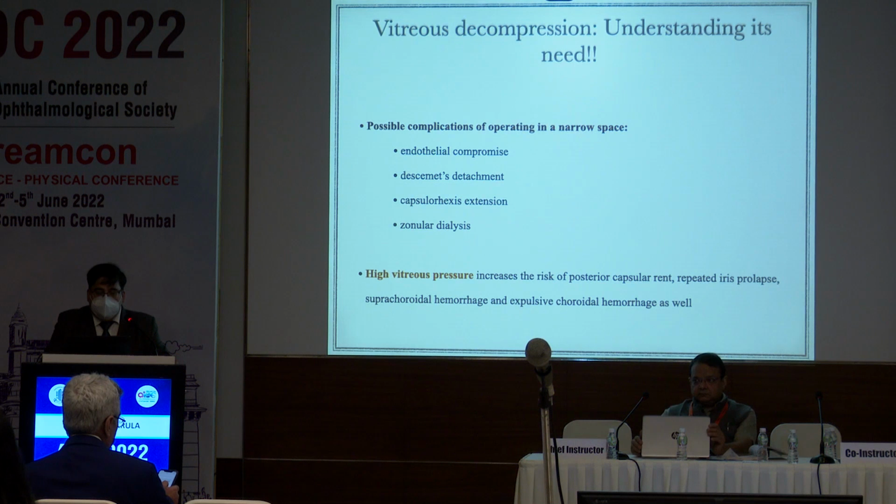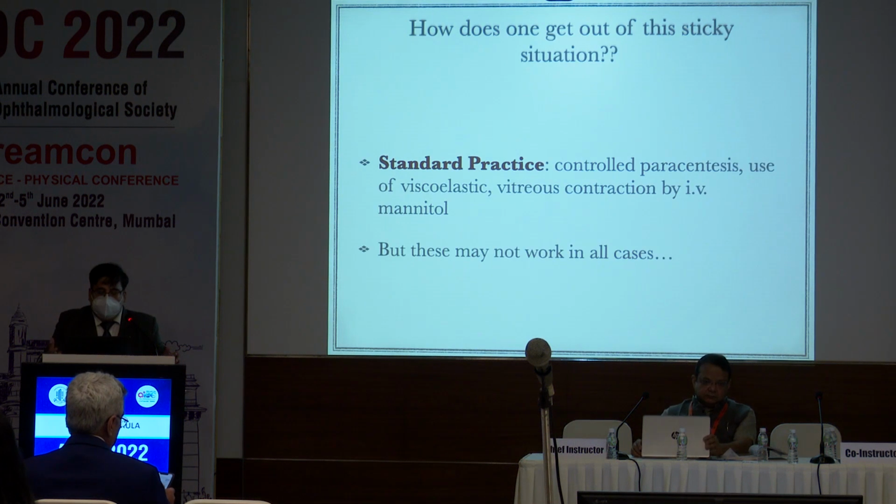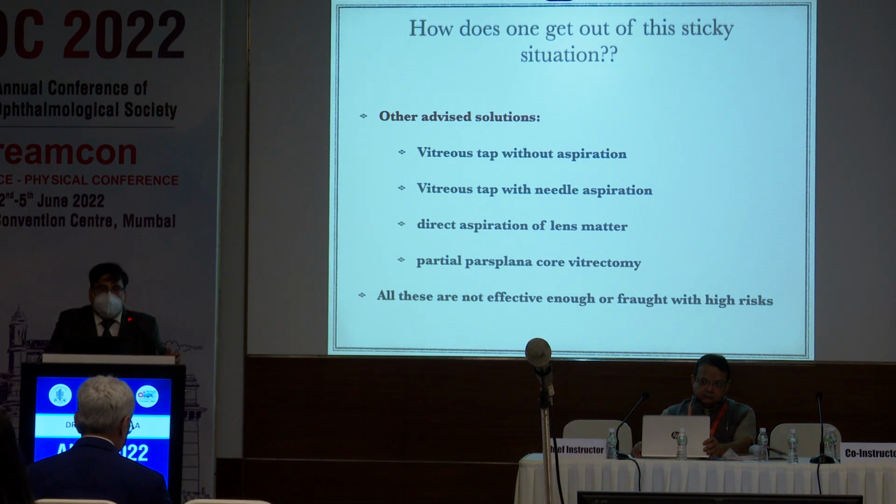So keeping all this in mind, it is a standard practice to decompress these eyes. Earlier, what was generally done is a controlled paracentesis, and a lot of viscoelastic is injected. IV mannitol is used to contract the vitreous so that the upthrust can go down. But what we have seen is that these may not work in all cases.